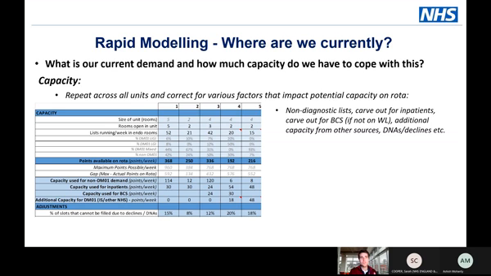You also need to account for DNAs and cancellations, and when you're talking in the context of rapid modeling, that is always just going to be a bit of an anecdotal conversation with units. But in my experience, that's not at all a bad way of doing it. Units always generally have a very good view of what their DNA rate is, and whenever I've compared that to an evidence base or a data set, it's always been to a large degree very accurate. And when you carry out those adjustments and you look at the capacity, you end up with your capacity available in points per week.